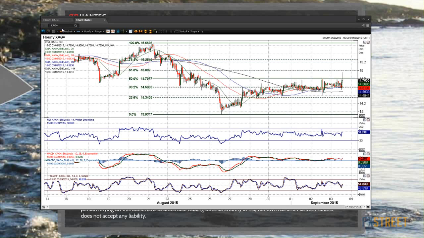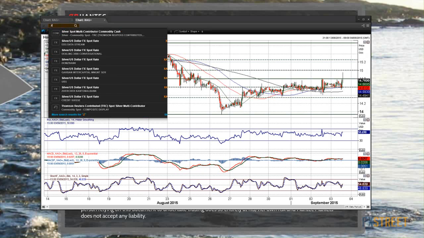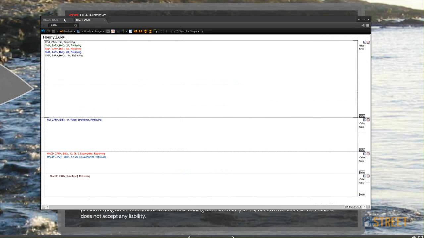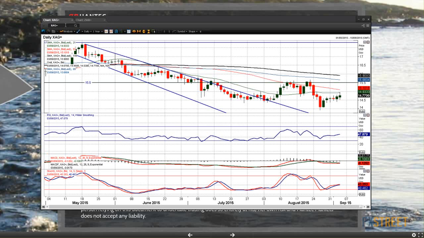All right, let's have a quick look at a request from FX Boyke. Not heard much from you today, but let's have a look at dollar rand. This is one I have to admit I haven't looked at for a while, so just give me a sec.